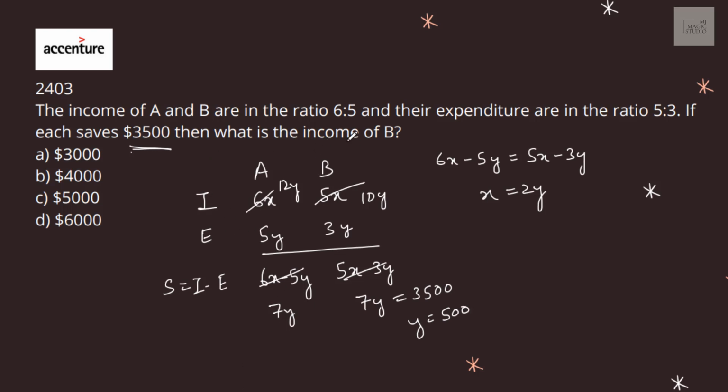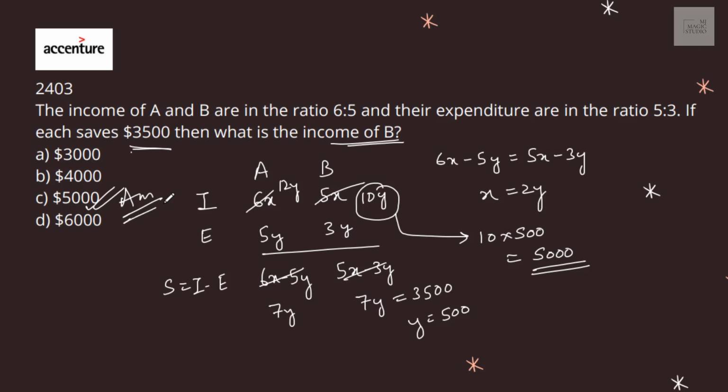Now what is the question? What is the income of B? Income of B is 10y. 10y is 10 into 500. That gives us $5,000 as the income of B. That is option C.